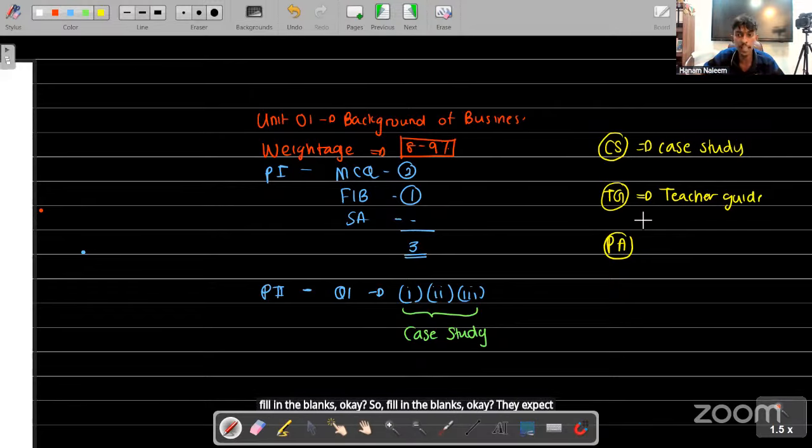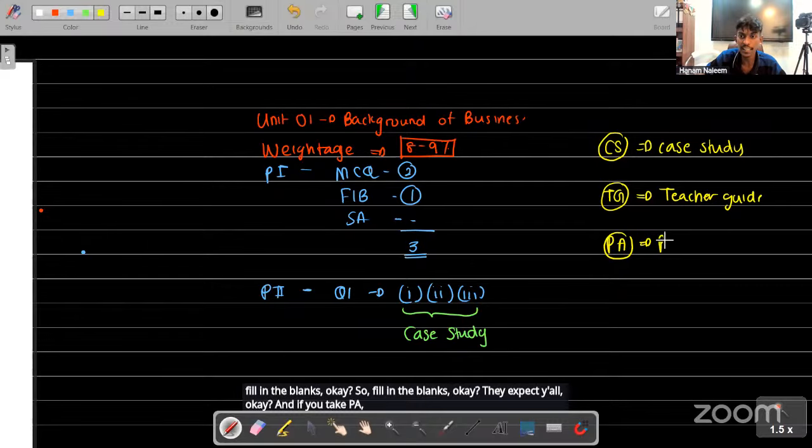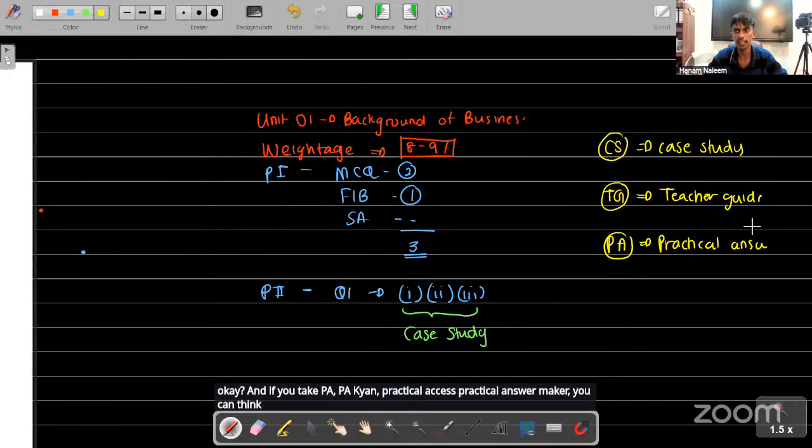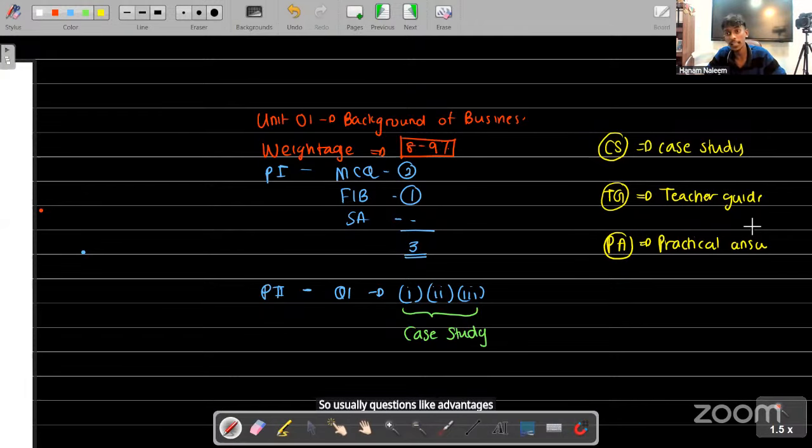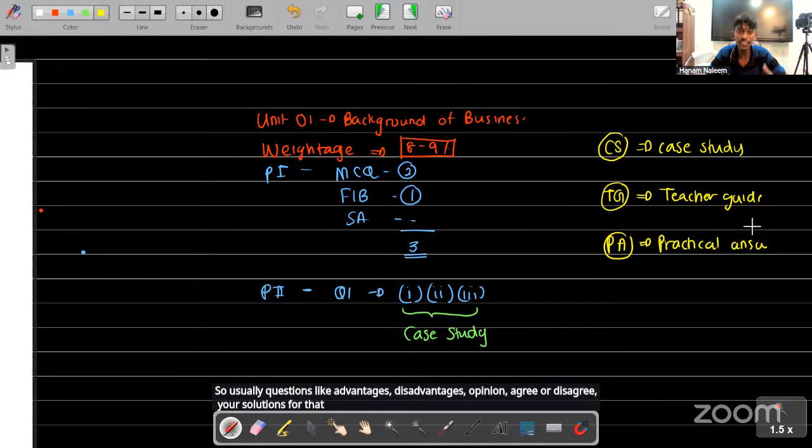And if you take PA, practical answers. Practical answer, you can think out of the box and you can write. It's your opinion, it's your belief, it's your way. So usually questions like advantages, disadvantages, opinion, agree or disagree, your solutions for that, what the weaknesses are, you can write your own answers. Don't worry, I wrote an answer, but it's not in the scheme.